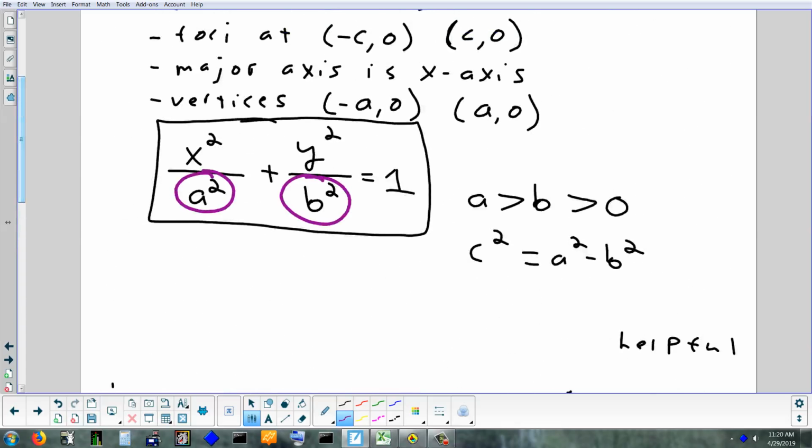Wherever you put A, that's going to tell you which way your major axis goes. A is always the bigger number. So if the bigger number is under X, the major axis is going to go the long way on the X. If we switched A and B, which I'm going to write that formula later, and you put the bigger number under Y, that makes the major axis go in the Y direction. So wherever the bigger number is, that's the direction of the major axis. Bigger number under X goes in the X. Bigger number under Y, it goes in the Y. So just look for A. Okay? Look for where A is.